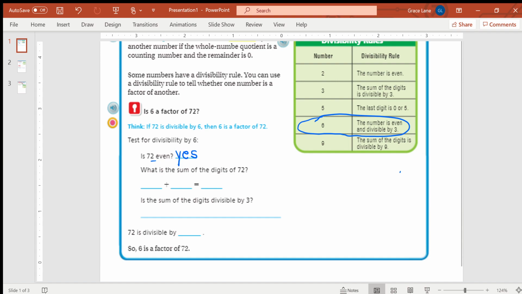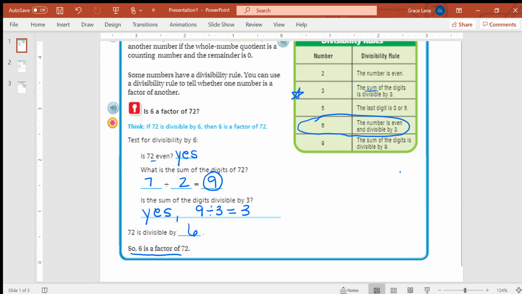Then it says the number is even and divisible by 3. So can 72 be divided by 3? You could do long division, or you can look at your chart again at the rule for 3. It says the sum of the digits is divisible by 3. Remember that sum means to add. So if you add the digits in 72, the 7 and the 2, that is equal to 9. Is 9 divisible by 3? Can 9 be divided by 3? Yes, because I know that 9 divided by 3 is 3. So since it was even and it can be divided by 3, 72 is also divisible by 6. So yes, 6 is a factor of 72.